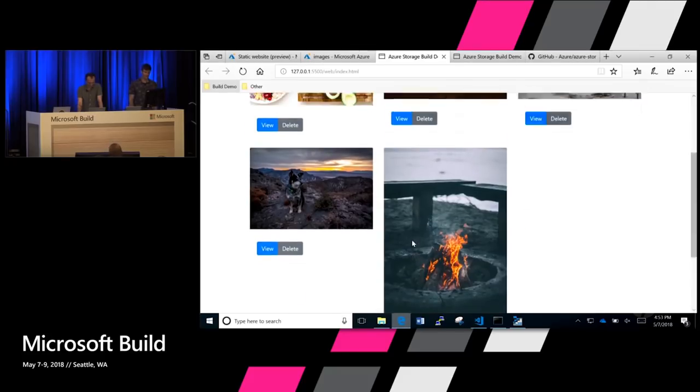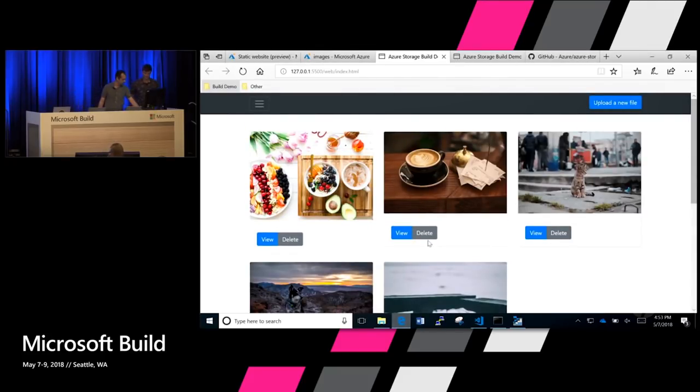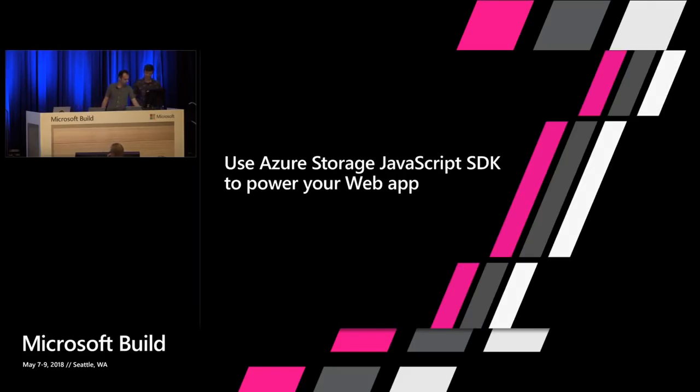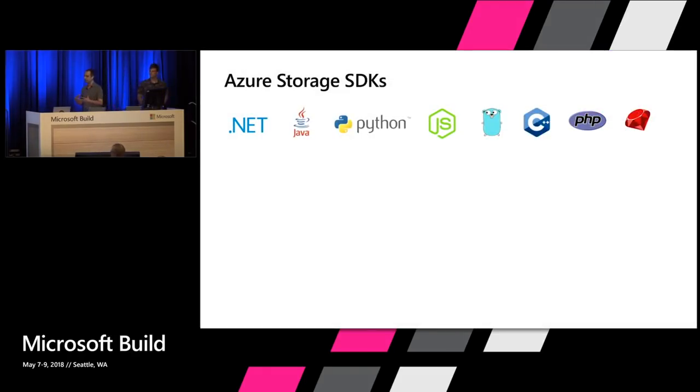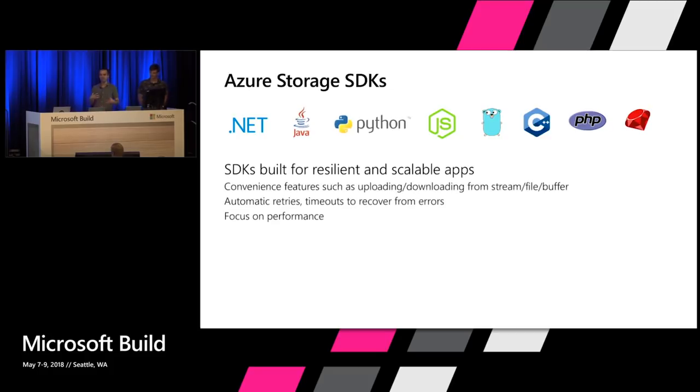All right. So to recap, let me switch to the slides. To recap, what we have done here, we basically took the simple static website and built a dynamic web app using our JavaScript SDK. JavaScript SDK is only one of the SDKs we have. We have from .NET to PHP to C++, many SDKs, publicly available, open source.